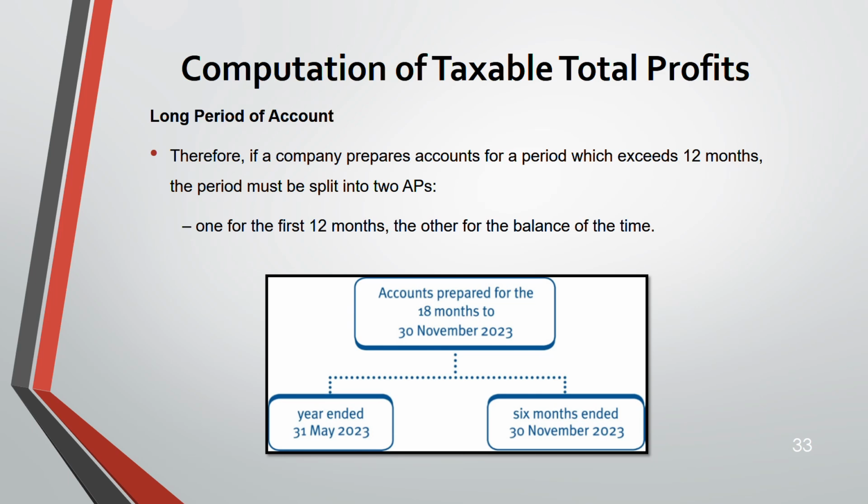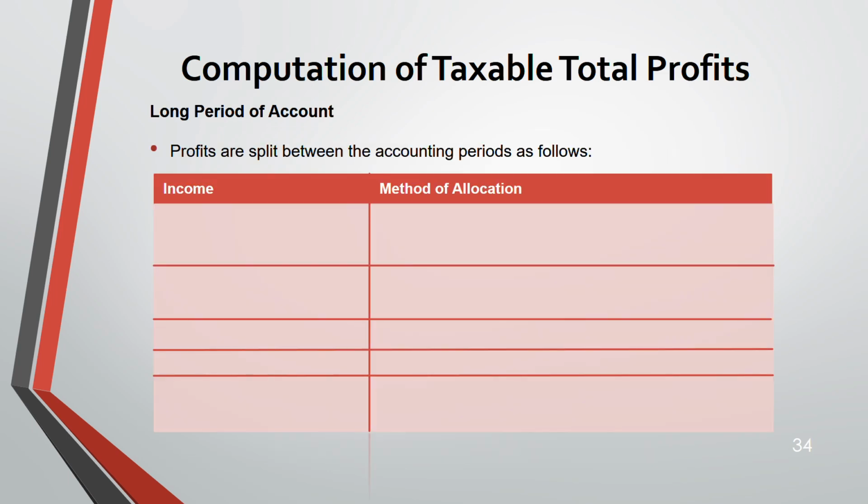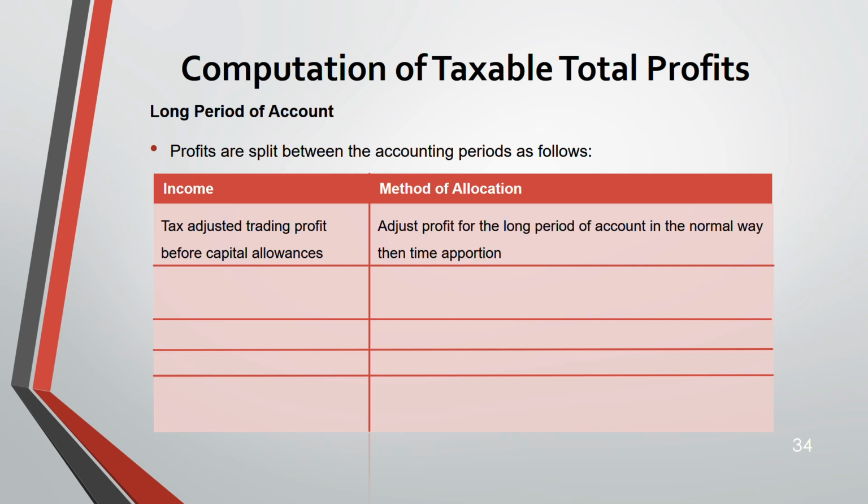Let's say you are preparing accounts for 18 months. So, the first one is 12 months, that is till year end 31st May. The next one is 6 months till 30th November. The first one is always the 12 months, the next is the balance. Next, profits are split between the accounting periods. So, based on the income, this is how they will allocate. If it's a tax adjusted trading profit before capital allowances, you have to adjust the profit for the long period of account in the normal way, then time apportion. First, you adjust the profit for the long period of account, then you time apportion.